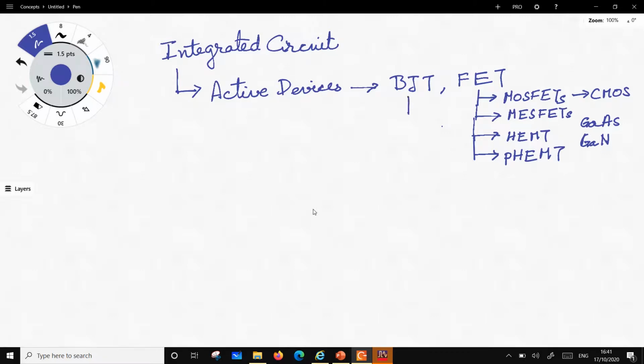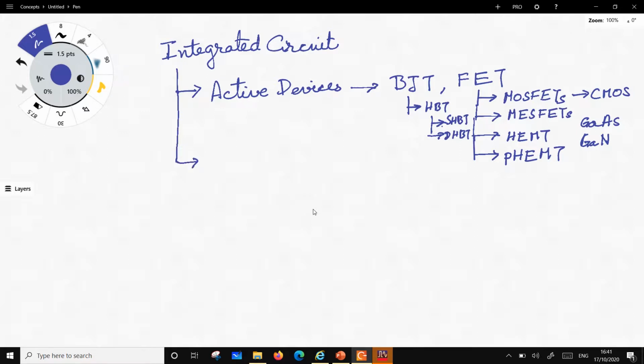BJT has one variation. It's called HBT, and this HBT again has two variations: a single heterojunction bipolar transistor and a double heterojunction bipolar transistor. Okay, so these are active devices. They involve some form of a material which is a semiconductor. We'll come to know what a semiconductor is later on.